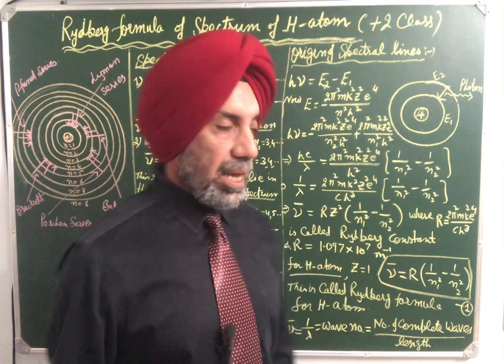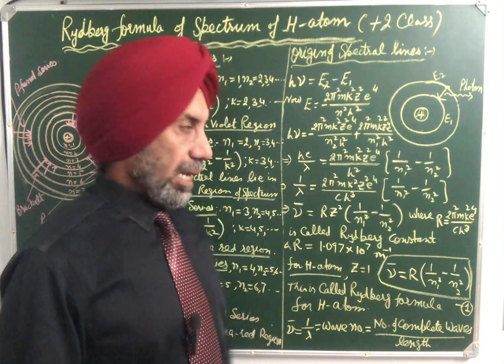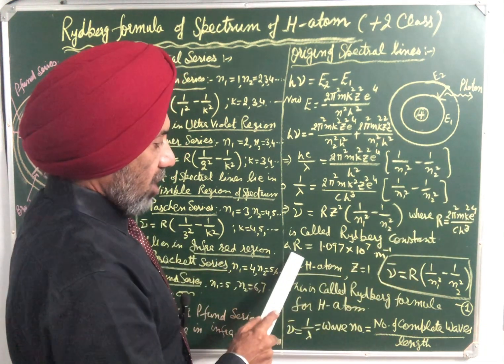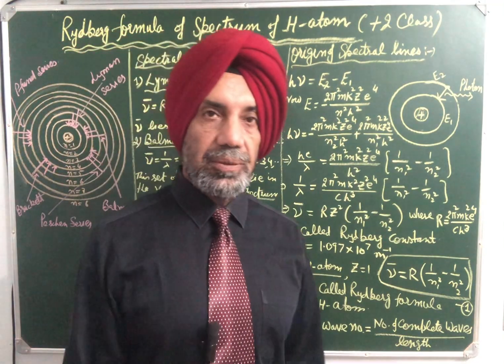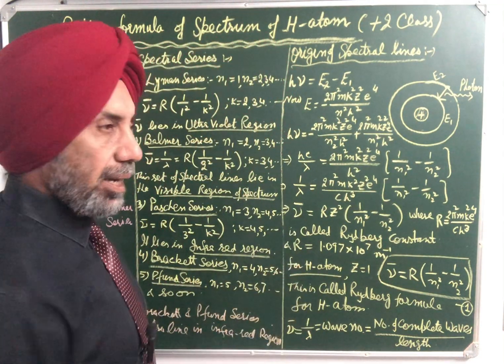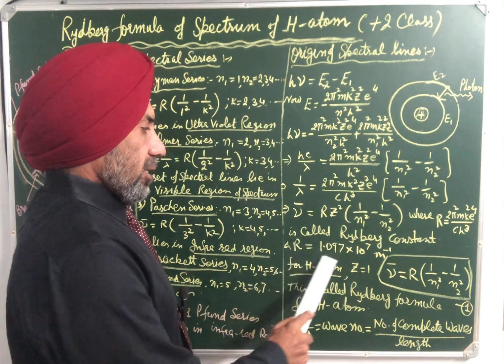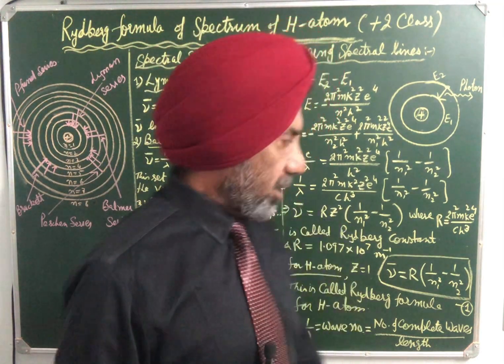the constant of proportionality, and this R is known as the Rydberg constant, and its value is calculated by using the values of all these quantities. So R comes out to 1.097 into 10 to the 7 meter inverse, which is the unit of 1 by lambda. So this is the value of R, the Rydberg constant.